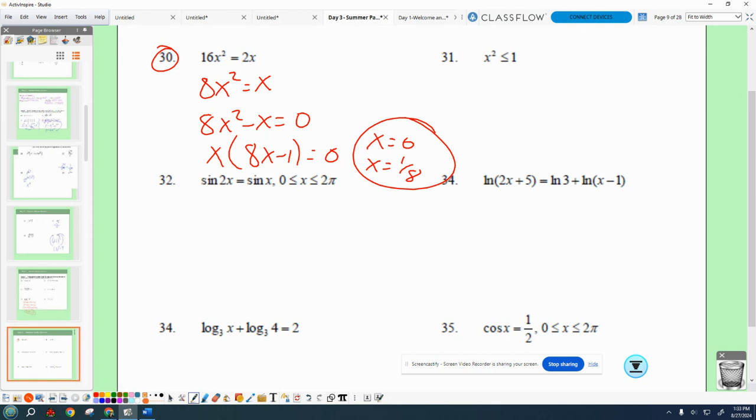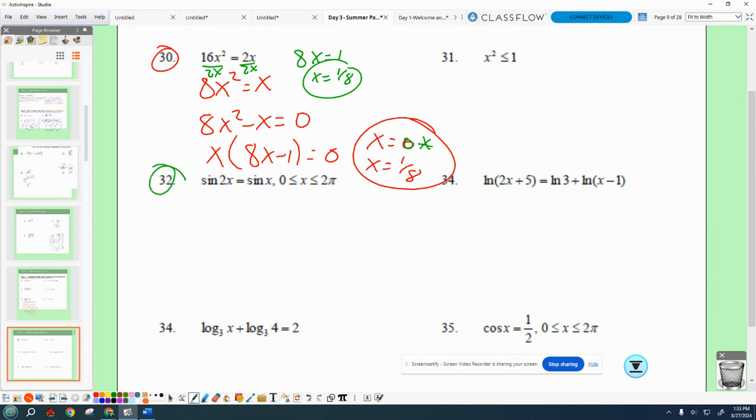A lot of you are tempted to do this, divide by 2x, especially when it's written this way, and you get this, but you threw away the x equals 0 answer. You threw away half the solutions. Don't do that. It is worse on 32.